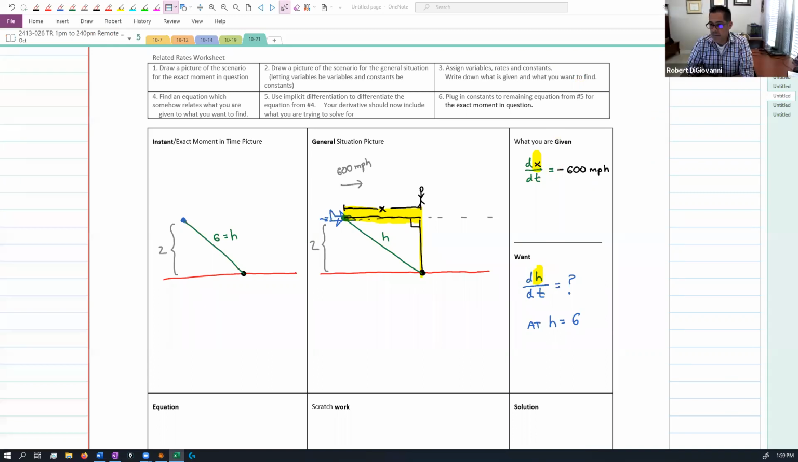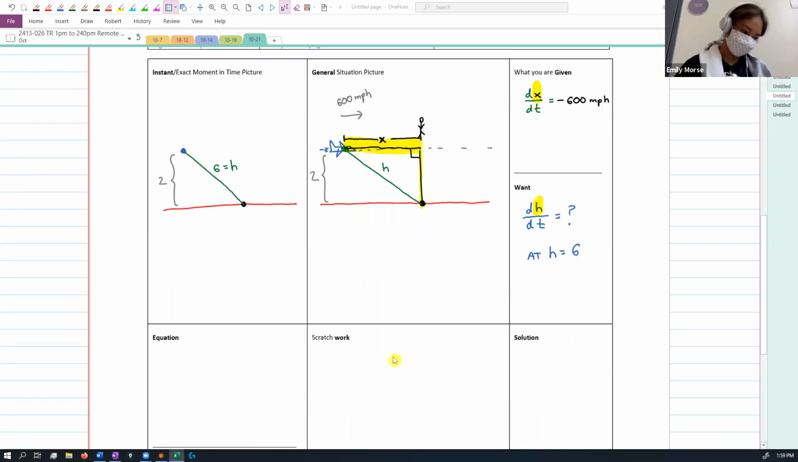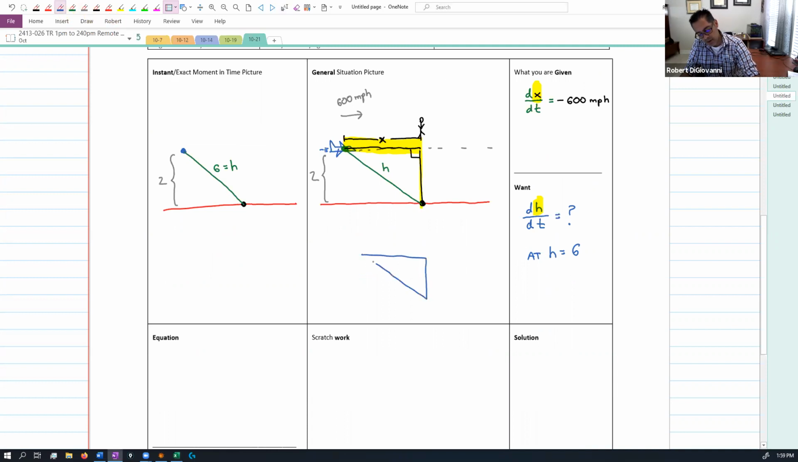Emily, are you up? Are you there? Yeah. Okay, so Emily, can you think of any equation that connects the X in our picture to the H in our picture? Anything you can think of? Like a squared plus b squared equals c squared. Yeah, how about that? Does everyone see that? Look, just look at this triangle. Let's draw that triangle again over here. Emily, this side is X, right? Yeah. This side is H. And what's this side?